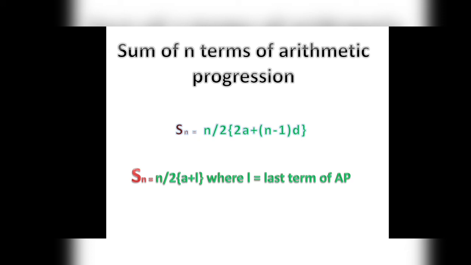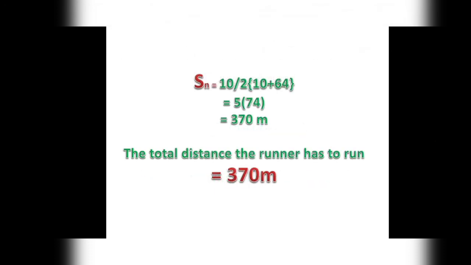Sn is equal to n by 2 into 2a plus n minus 1 into d. So here we can use another formula, that is Sn is equal to n by 2 into a plus L, where L is the last term.